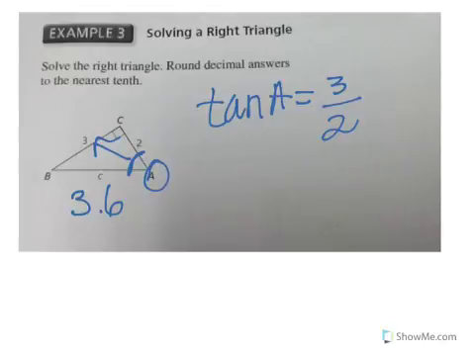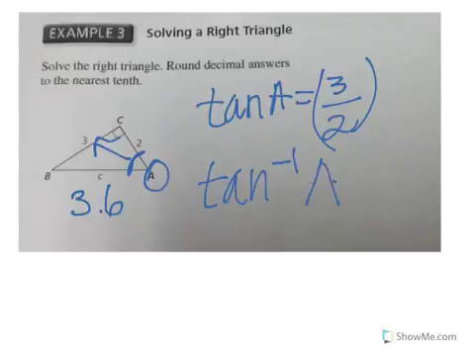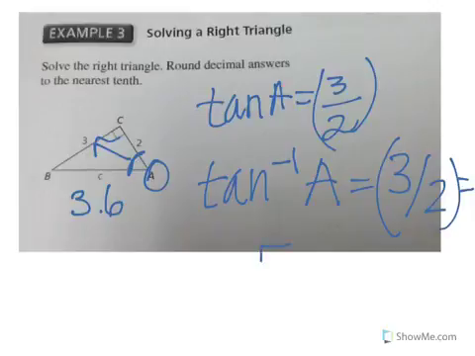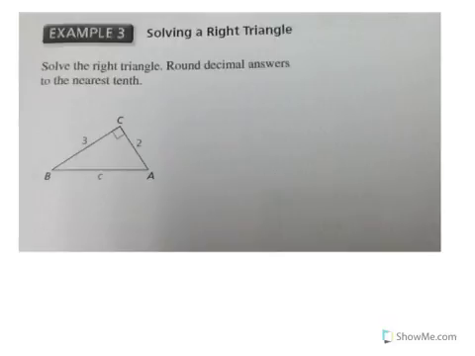So if we are solving for angle A, I would put it in your calculator. And remember, I didn't write that up above, but you are using the inverse tangent. So you use the inverse tangent, and in your calculator 3 divided by 2, and it will tell us that the measure of that angle is 56 degrees. So we know that angle A is 56 degrees.